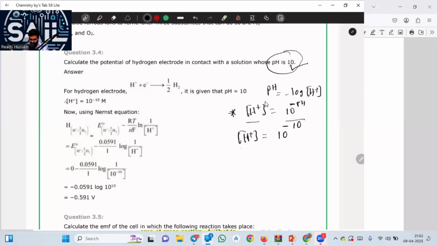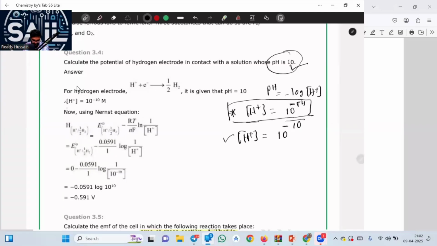For this, we have to apply this formula that we studied in 11th class. If you don't know, please note it down. H plus ion concentration is equal to 10 to the power of minus pH. We have substituted the pH value and we got this. Now let's come to the Nernst equation. What is the Nernst equation? You see here, the Nernst equation.